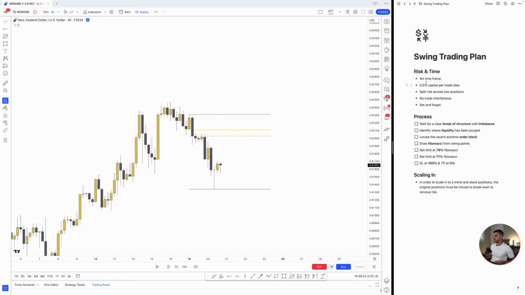Now, next up, I have stated here only 0.5% risk of my capital per trade idea. The reason I put trade idea is because this ties into the next point, split risk across 2 positions, okay? So as you can see, I have 2 Fibonacci levels on the chart here. Instead of choosing one of them, I'm basically dollar cost averaging the trade idea, and a lot of you may be familiar with this term. So I'll enter one position at the lower line here, 71%, and a second position at the 79%. So obviously at the 79%, that's a better price.